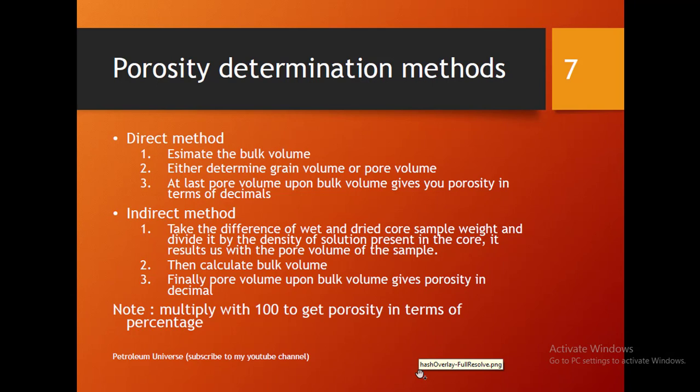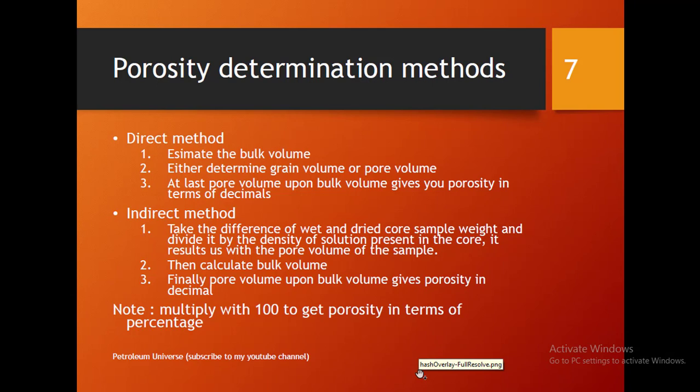And when you consider the indirect method, what will happen in this kind of determination is you will get a dry core sample. So first you have to estimate the weight of that dry core sample. Then you have to saturate that dry core sample 100% with any kind of solution. Okay. Now I will consider it as a brine solution, right? So after saturating the sample with brine, you may observe that the weight of the sample gets increased, right? So that increase in weight will indicate how much volume of brine has entered into the sample, right? So that much amount of brine solution is nothing but your pore volume.